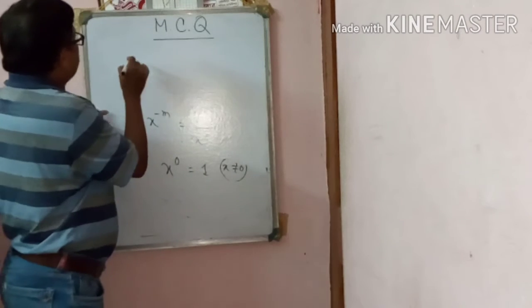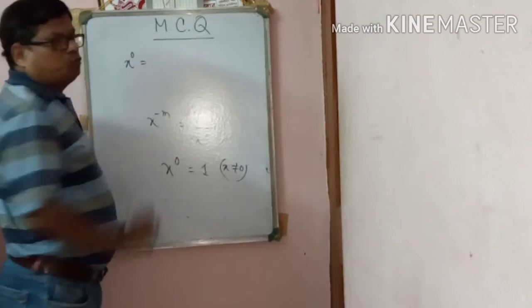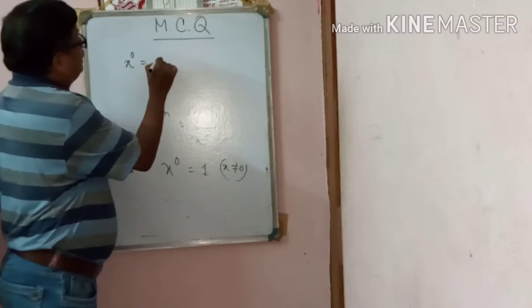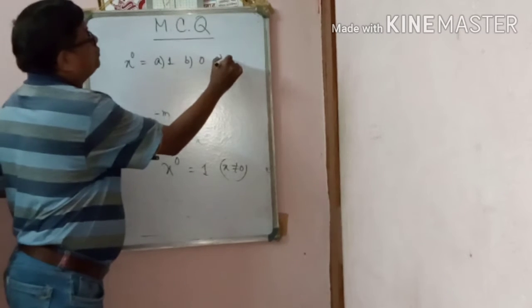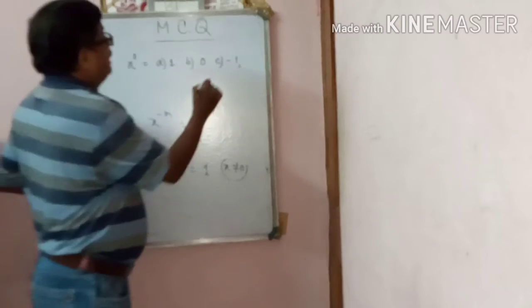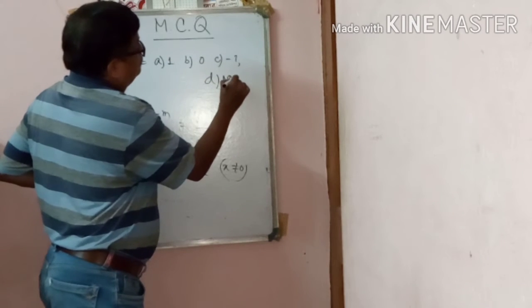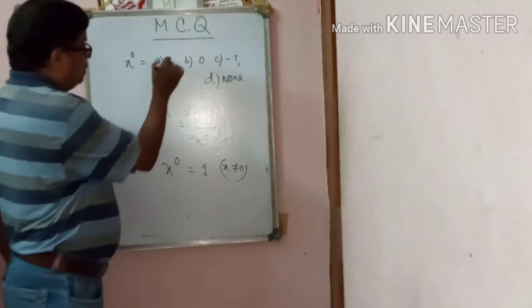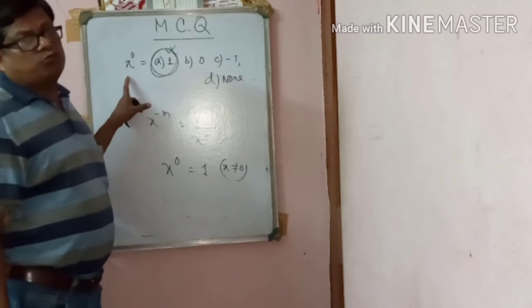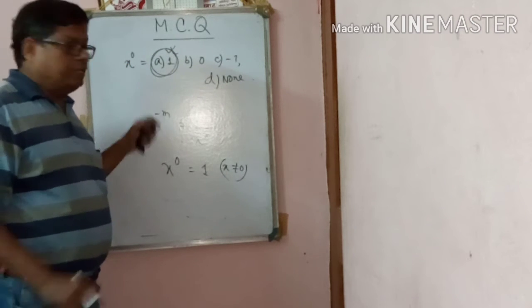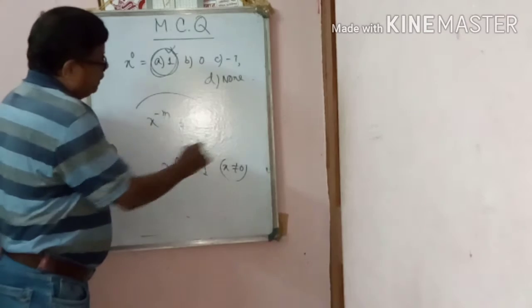Suppose x to the power 0 equal to, suppose a 1, b 0, c minus 1, and d none of these. So the answer is 1. First one, a, that is x to the power 0 equal to 1. Okay. Now we prove this part.